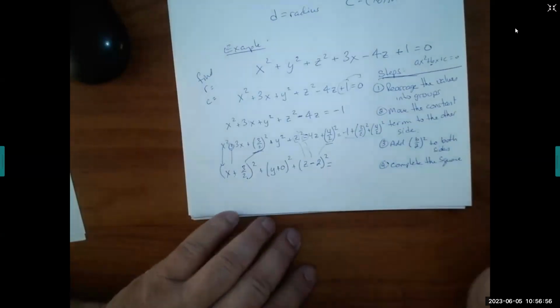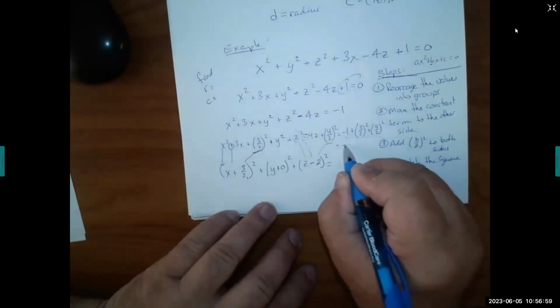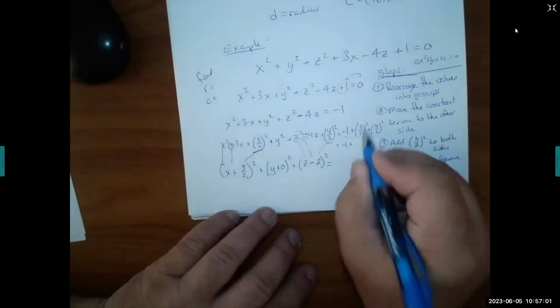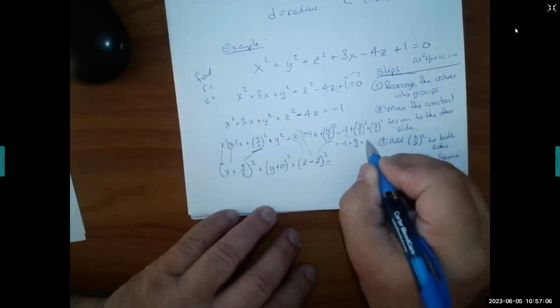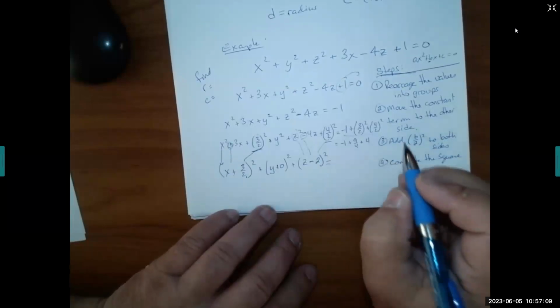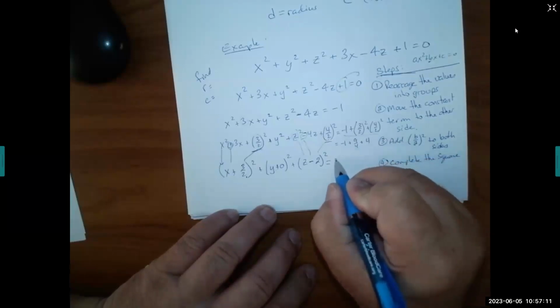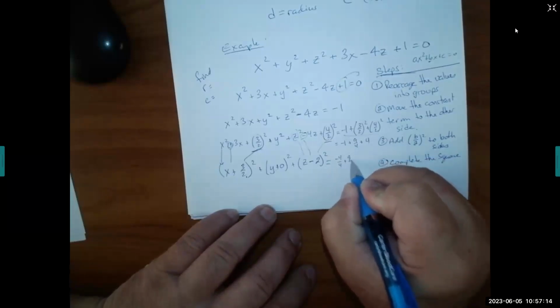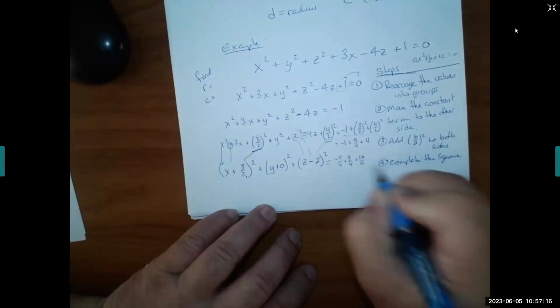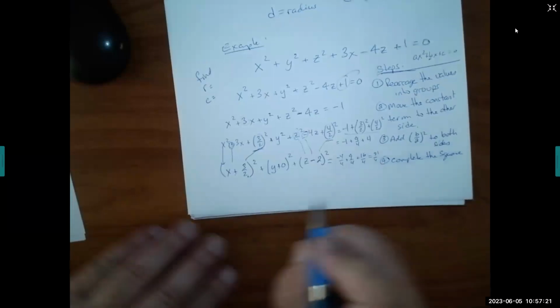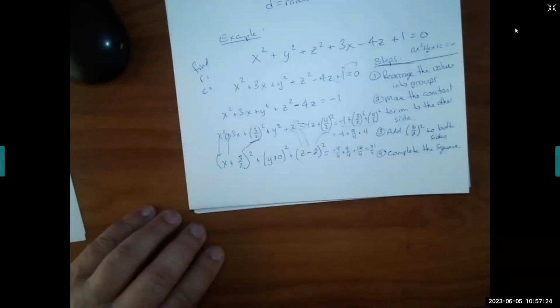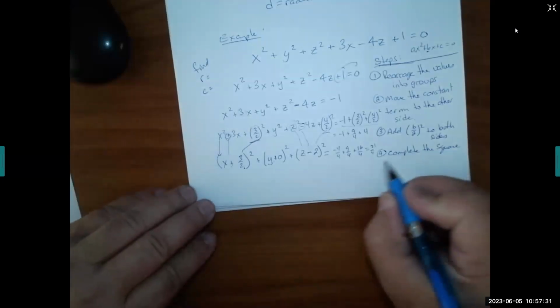On the right-hand side, we have to work it out. So we have -1. 3 over 2 squared is 9 over 4. 4 over 2 squared is 4. So it's -4 over 4 plus 9 over 4 plus 16 over 4, which is 21 over 4. So far, so good?